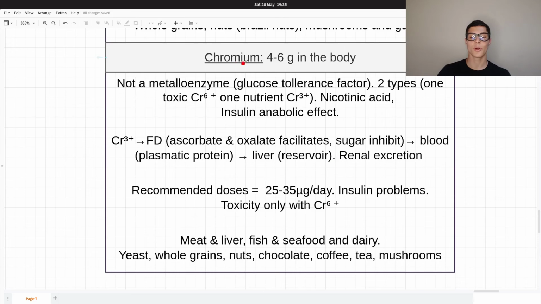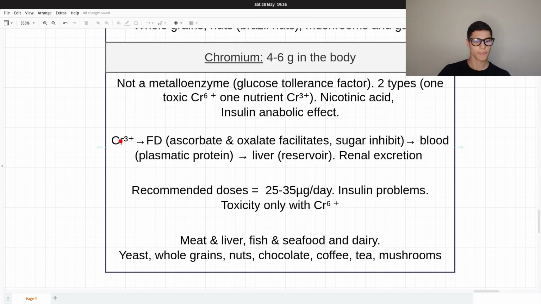And then we have chromium, 4 to 6 grams in the body. This is not a metalloenzyme. It's a glucose tolerance factor. And it has two types. One which is toxic, the chromium 6, and one which is a nutrient, the chromium 3. It's actually involved in the nicotinic acid and in the insulin anabolic effect.